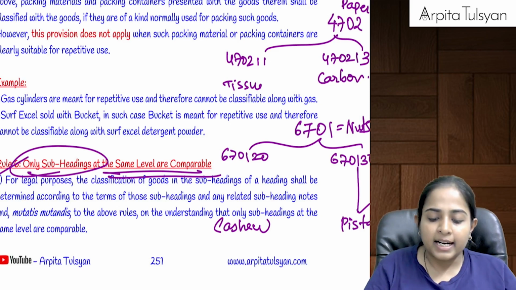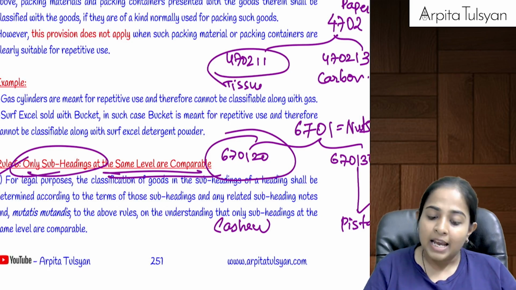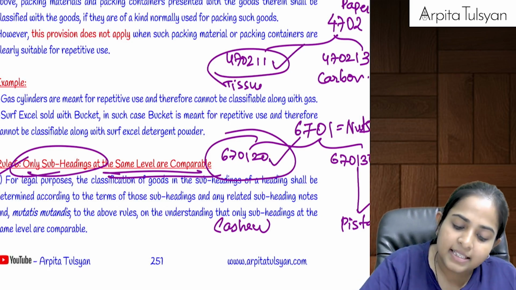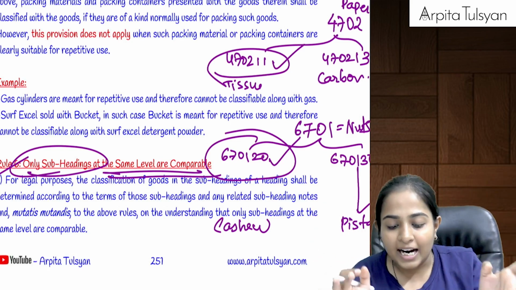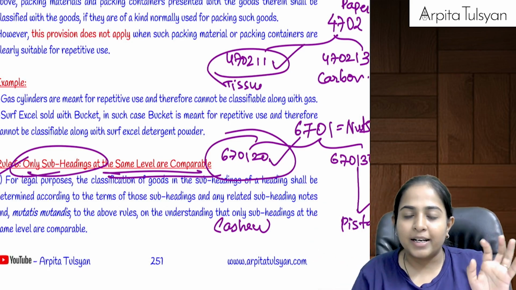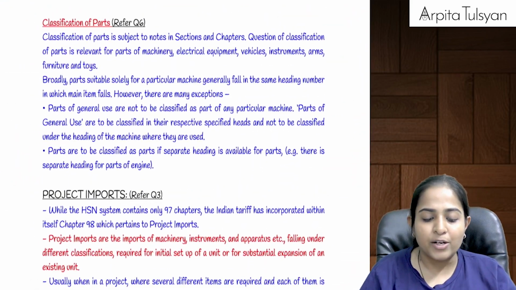So here they are telling that don't compare 670120 with 470211. I know this is also a subheading, this is also a subheading, but this belongs to two different headings. These are not at all comparable. Are you clear with this? This is what they are trying to tell us here under the 6th rule. Are you clear with this?